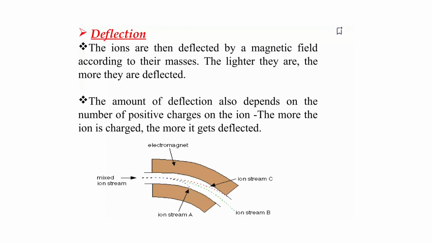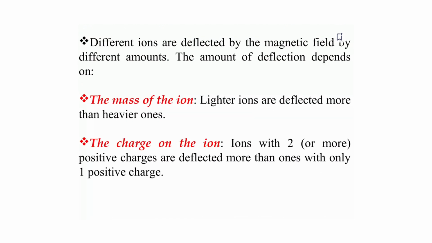The next step is deflection. The ions are then deflected by a magnetic field according to their masses. The lighter particles are deflected more and the heavier particles are deflected less. The amount of deflection also depends on the number of positive charges on the ion. The more positive charges the ion has, the more it gets deflected. Like we just saw, the deflection of the ions depends on the mass of the ions and the charge of the ions.